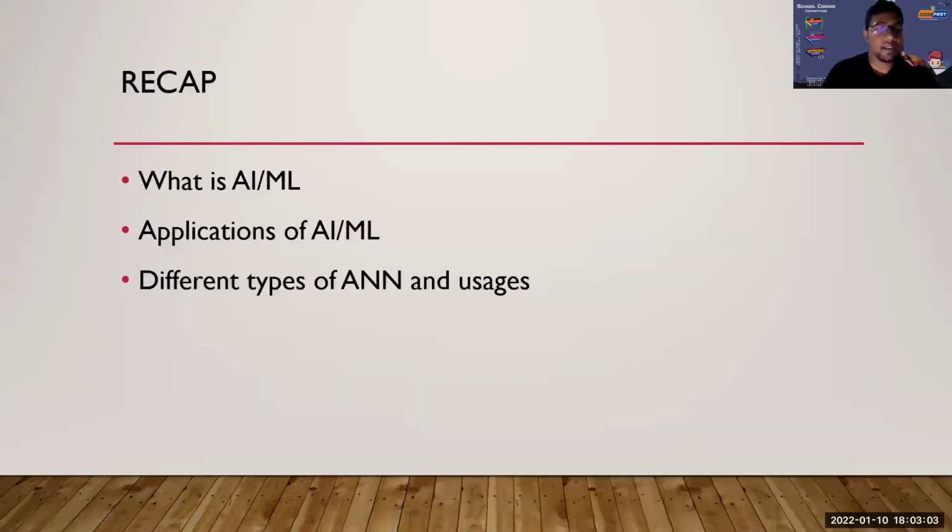So last time you all looked at what AI and ML are and the applications of AI and ML, and you also looked at different types of artificial neural networks and their usages. So if anyone missed that workshop, you can find that workshop video on YouTube. So please go through that one. It will help you understand this much better.